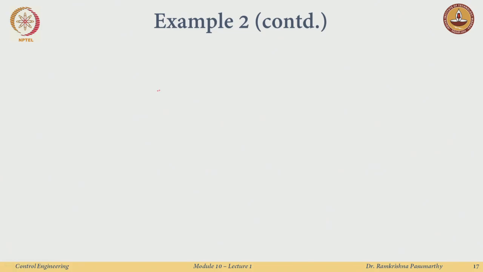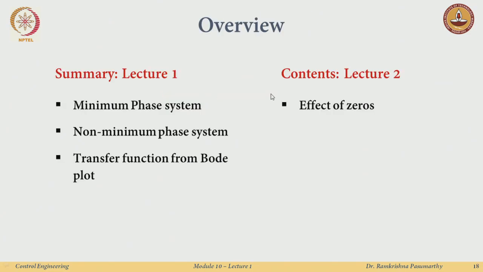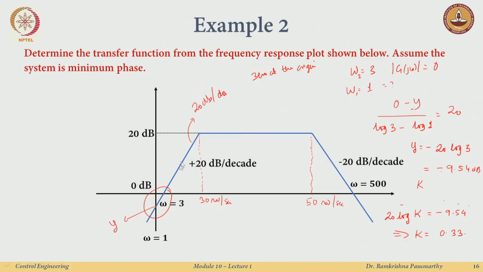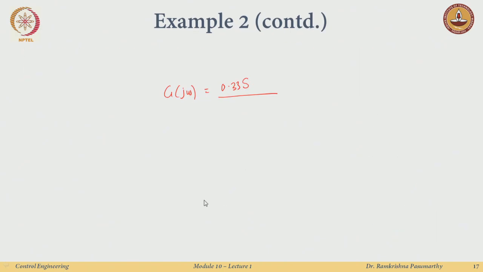Now I just want to write down my transfer function. G of j omega, I know it has a 0 starting from the origin, and a gain of 0.33. What happens after this? From here till here I have a pole, right? My slope decreases from 20 dB per decade to 0. It is like a minus 20 from here, so there will be a pole. Now what is the corner frequency corresponding to that pole? That will be 30 radians per second.